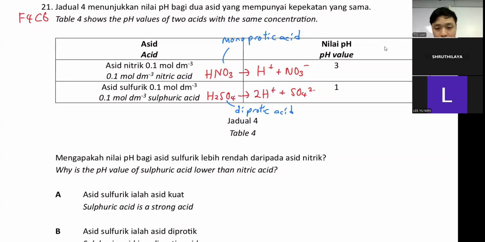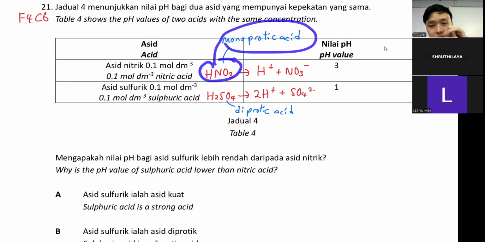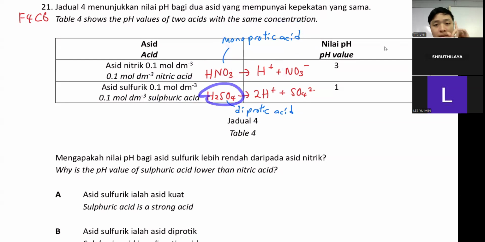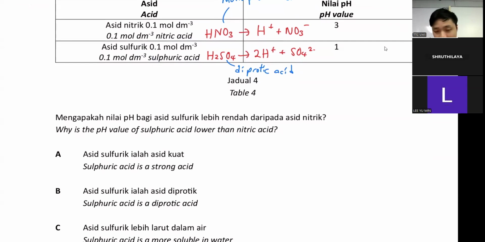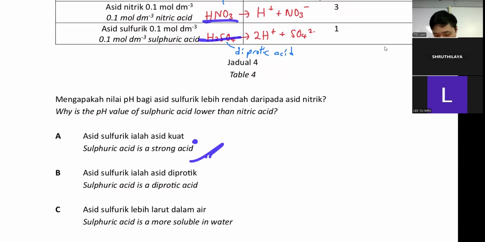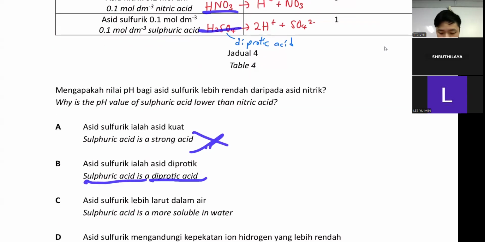So in this case, basically, monoprotic means one acid gives you 1 H plus. Di means one acid gives you 2 H plus. So why is the pH value of sulfuric acid lower than nitric acid? Sulfuric acid is a strong acid? No, it's not the best statement because both are strong. Wrong. Sulfuric acid is diprotic. Okay, correct. So it's B.